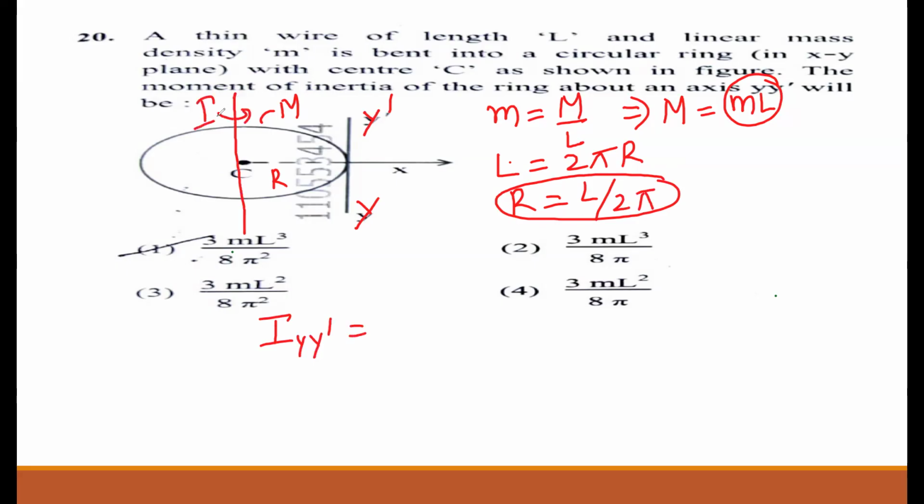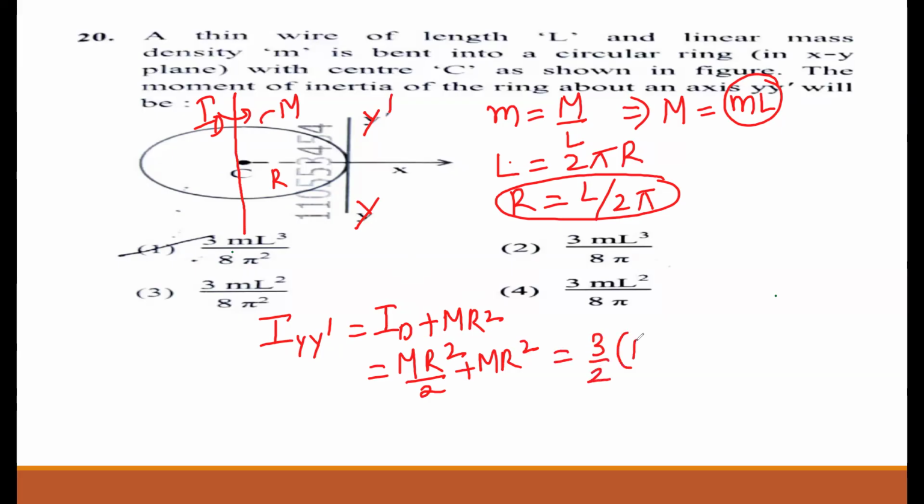So that is I diameter plus mr square. So like it is I tangent. So it would be mr square by 2 plus mr square. The I diameter is mr square by 2, because I center of mass is mr square. So that is 1 plus 1 by 2, 3 by 2 m r square.